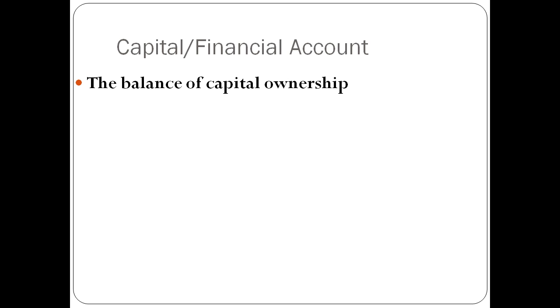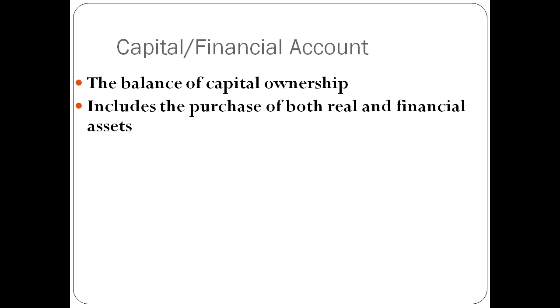All right, let's go ahead and take a look at the capital financial account. This is going to look at the balance of capital ownership. We're looking at the inflow and outflow of capital, of factories, of tools, etc. So it includes purchases of both real and financial assets. So real assets are going to be things like what I mentioned previously, factories, tools. Financial assets are going to be things such as stocks, bonds, etc.